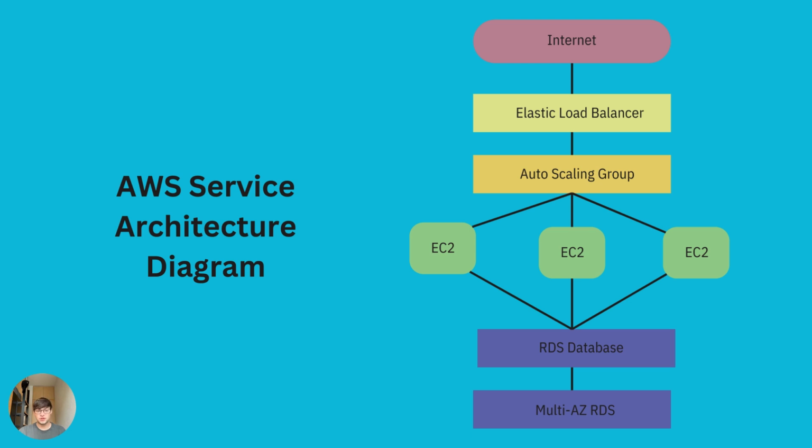Then the EC2 is a specific type of server that you can use in AWS, and they pull data from the RDS database. And the multi availability zone RDS is essentially a way to split up and only store what you need for each individual region on these databases.